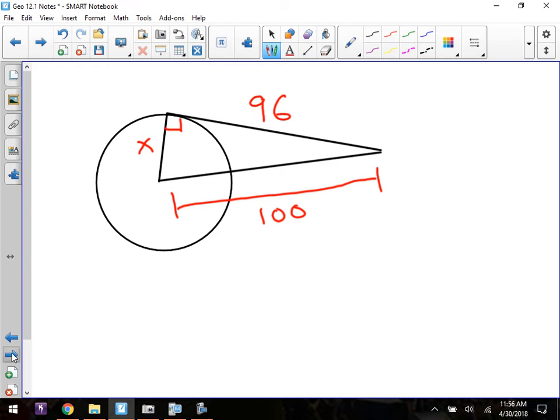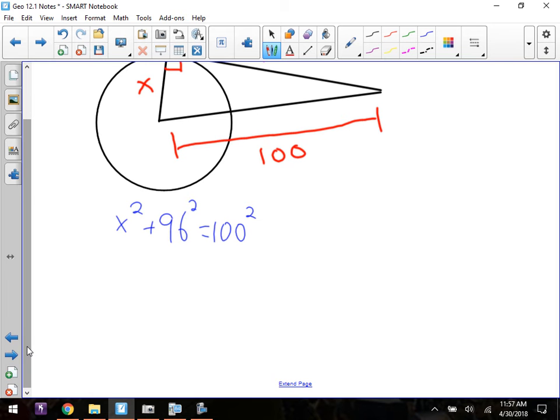How do you solve for x? Which one of those has to be playing the role of the hypotenuse? The 100. Why is that one the hypotenuse? It's across from the 90. Okay. So you just use some Pythagorean theorem. X squared plus 96 squared is 100 squared. Yeah, 100 squared. I thought I was ahead of myself.